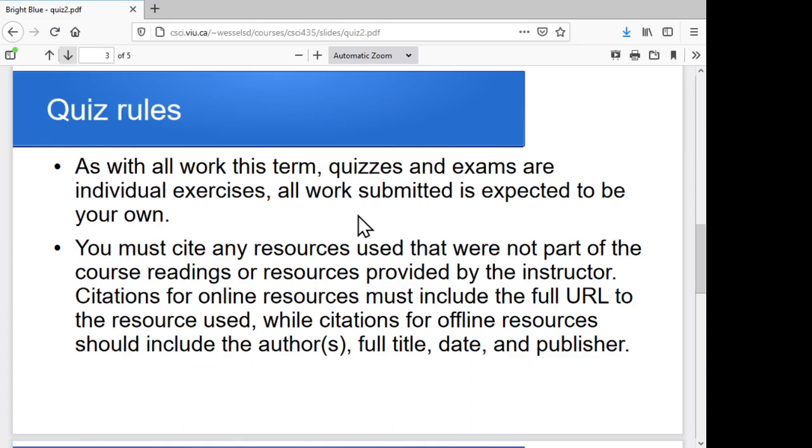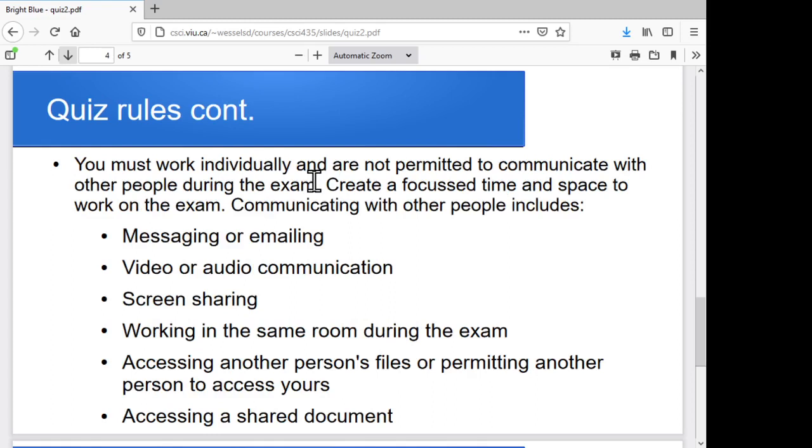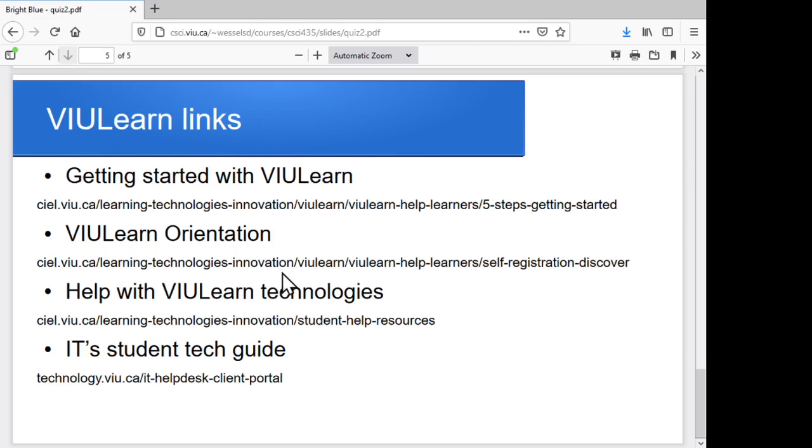And again, the usual quiz rules. Do your own work, cite any resources that you use. If any information in your answer is from somewhere on the web or in a book someplace, make sure you give a full citation for that. Again, no communication, no collaboration, no getting help from other people. So the usual collection of, please don't communicate with other people to get help with this. And then the usual collection of links, if you do need help with any of the technical side of things.